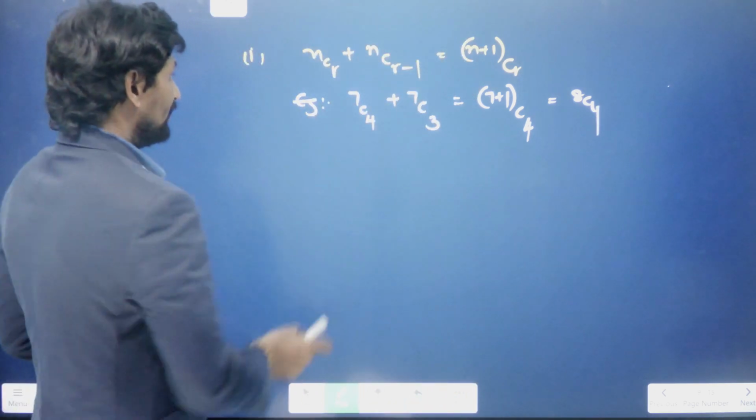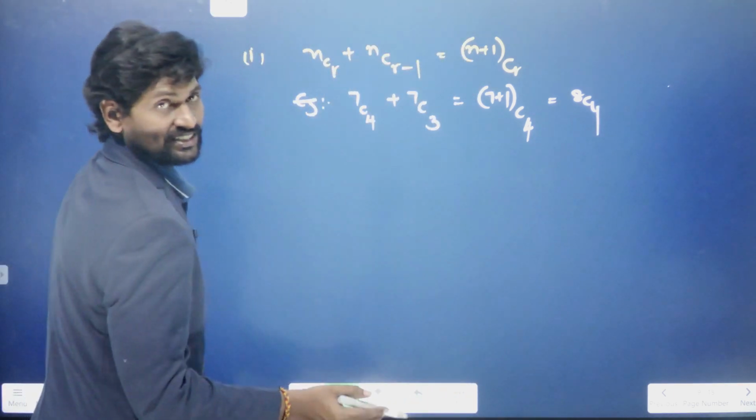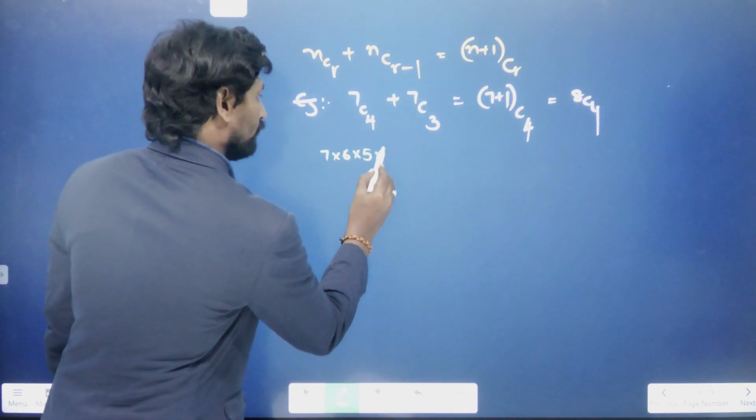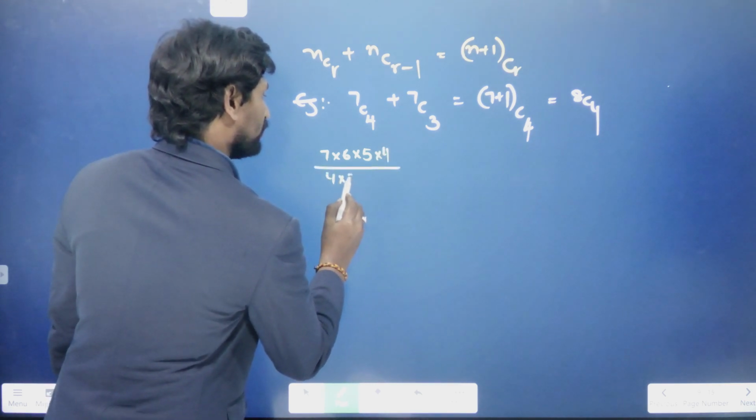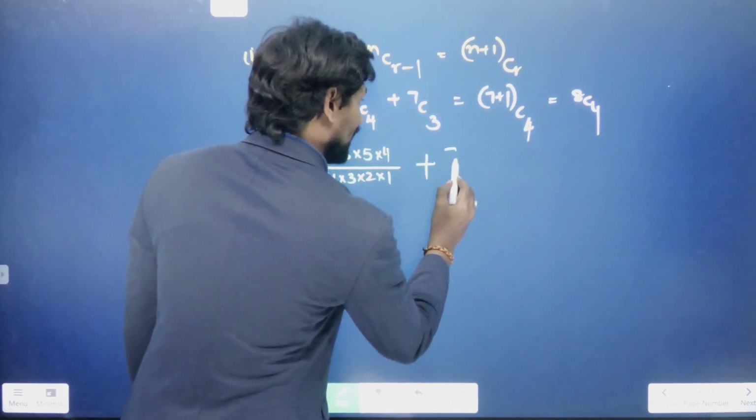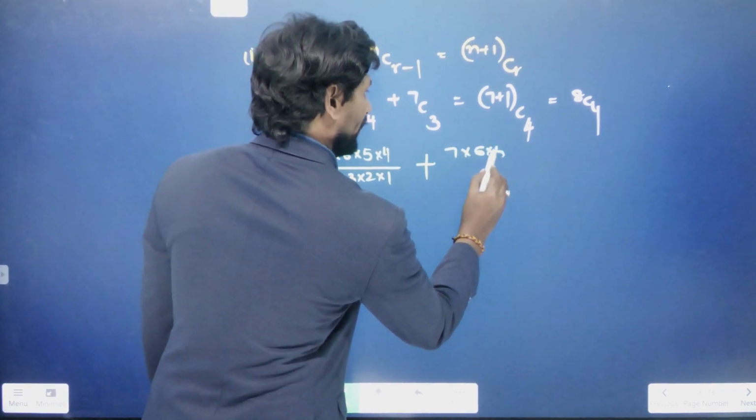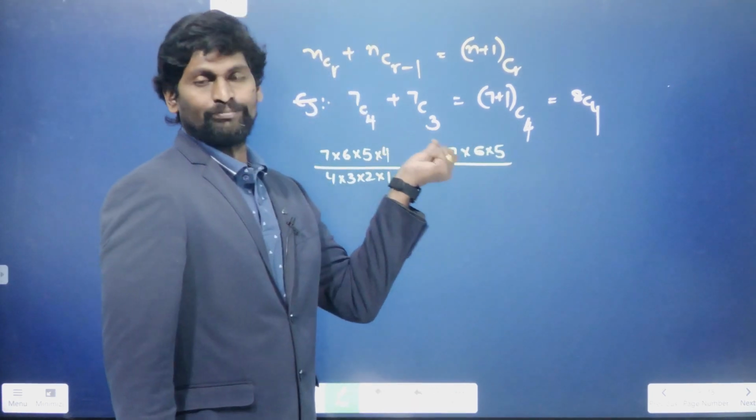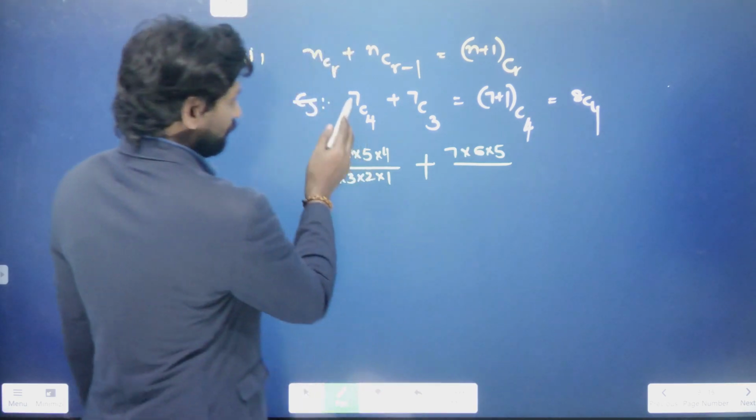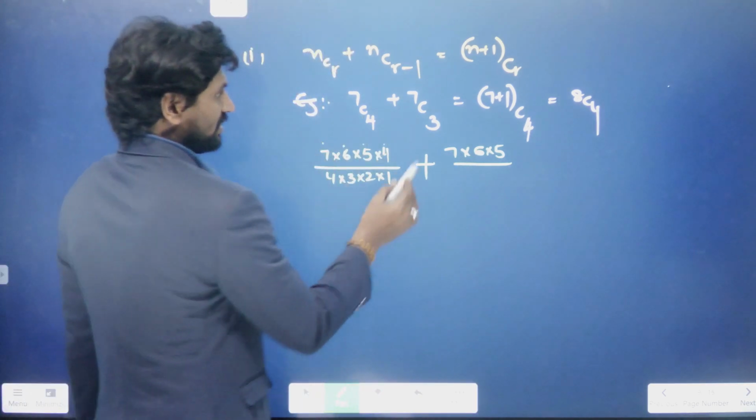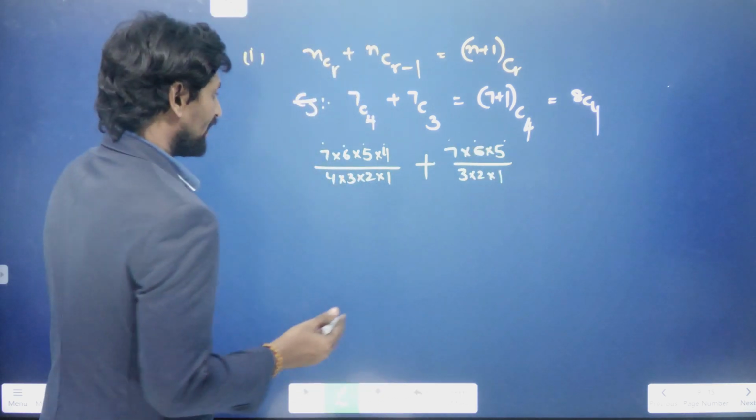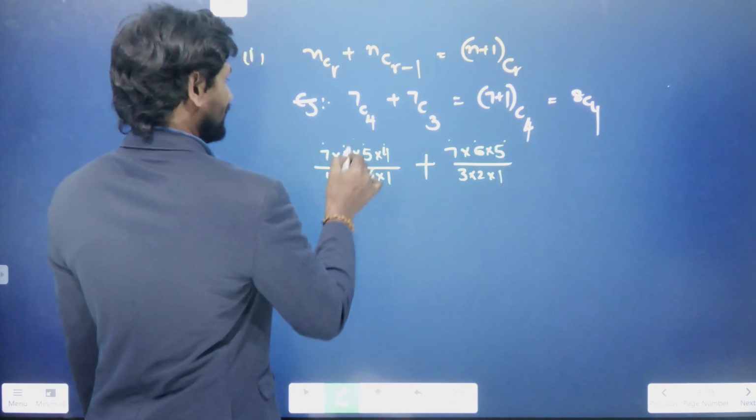Check through the example. 7C4 we can write as 7 into 6 into 5 into 4 by 4 into 3 into 2 into 1, plus 7C3, which we arrange as 7 into 6 into 5, up to 3 numbers. Here 3 is given, so we decrease up to 3 numbers. See, for 4, 1 2 3 4, 4 numbers we decreased. Here 3 numbers, 1 2 3. Now here 3 into 2 into 1. Let us try to cancel it here. 3 twos are 6 and 6 cancel.